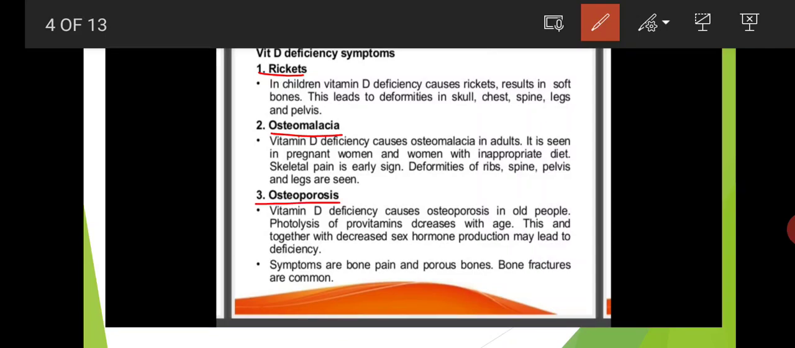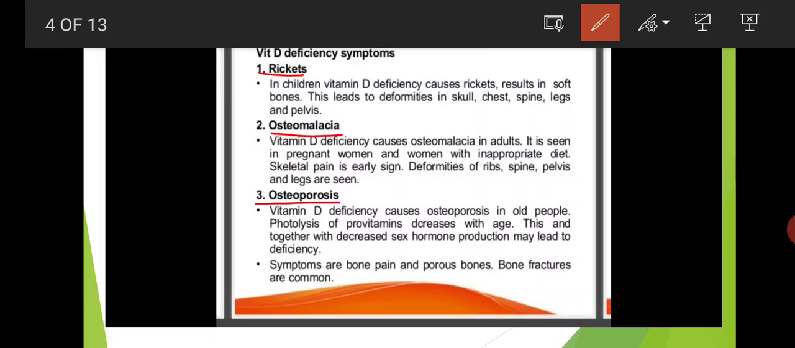And next is osteoporosis. Vitamin D deficiency causes osteoporosis in old people. Rickets in children, osteomalacia in adults, osteoporosis in old people. In osteoporosis, photolysis of provitamins decreases with age. This, together with decreased sex hormone production, may lead to deficiency of vitamin D. Symptoms are bone pain, porous bones, and bone fractures, which are the common features of osteoporosis.